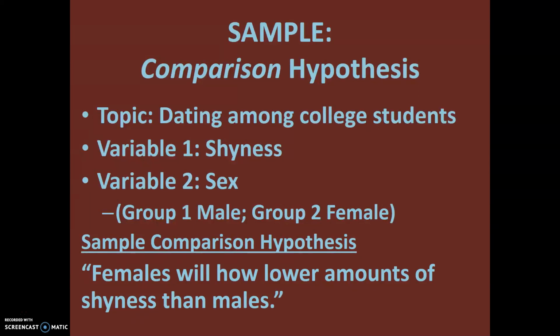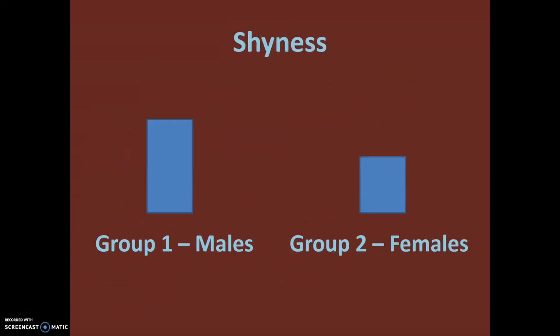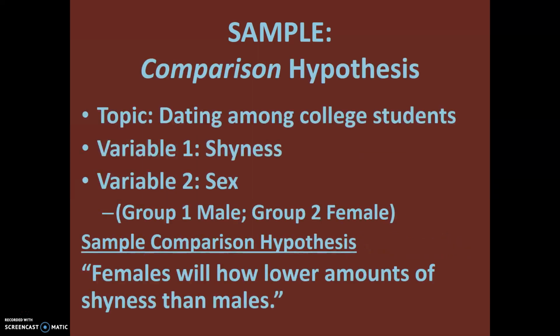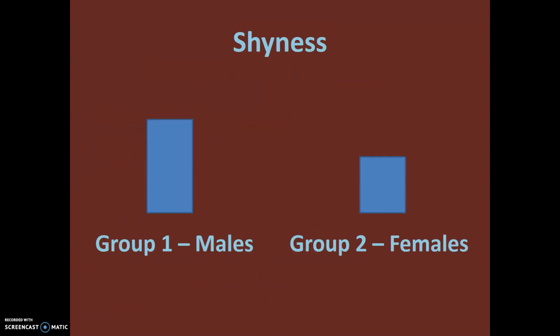Because of this prediction and the keyword, notice lower amounts, we would expect that group 1, males, would have lower amounts. However, group 2, females, are actually the ones who have lower levels of shyness. In this case, the hypothesis would not be supported because the data is showing something different than what we predicted. However, this is still a comparison hypothesis.